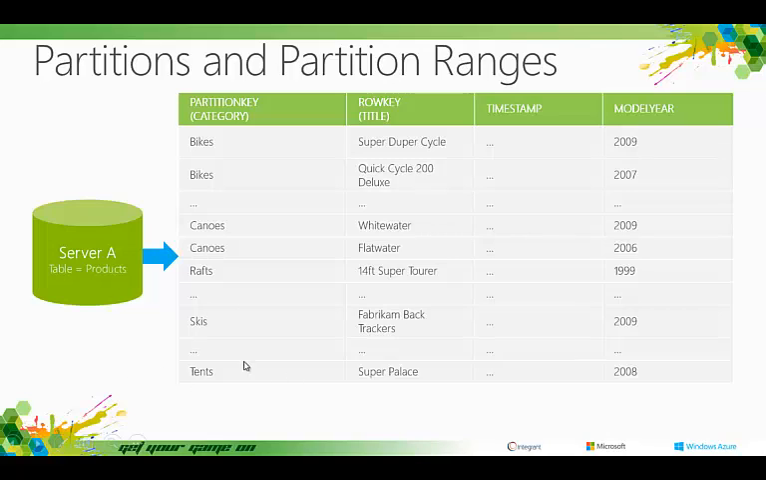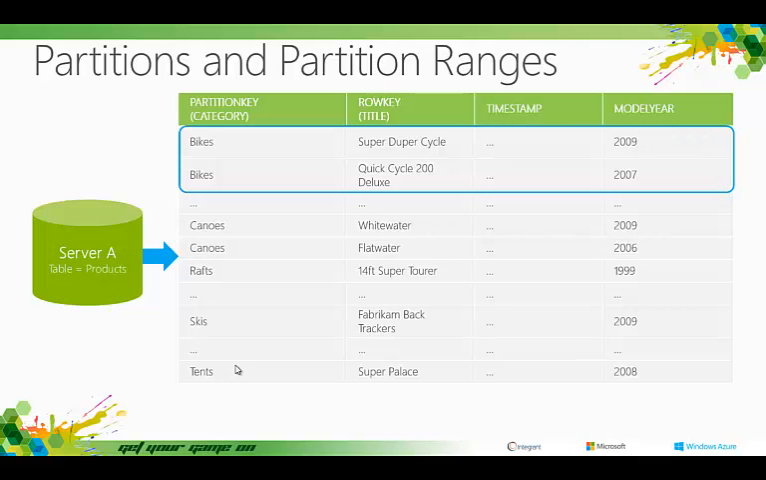Right. So I mentioned partitions and ranges. So here, for example, I see that my partition key is on the category column, right? And so I have bikes and canoes and rafts and skis. Now, they may all be physically stored together. So, for example, let's say inside the Azure Center right now, they're all on storage node A, or server A, if you will, right?